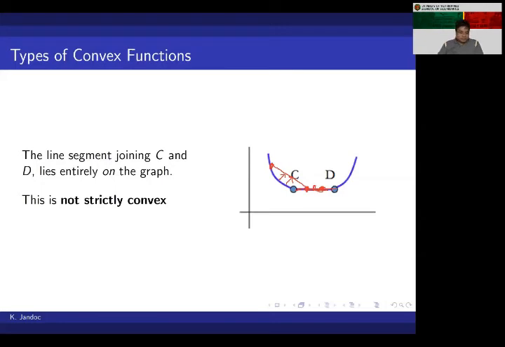Again, to reiterate, if the function is strictly convex, something like this, any line segment joining 2 points is above the graph. All of them are above the graph. In short, there are no flat parts. Here we have flat parts over here, so if you join 2 points in those flat parts, it's on the graph. But elsewhere, if you join 2 points, it's above the graph. So if you have such flat parts, it's not strictly convex, but it's convex.